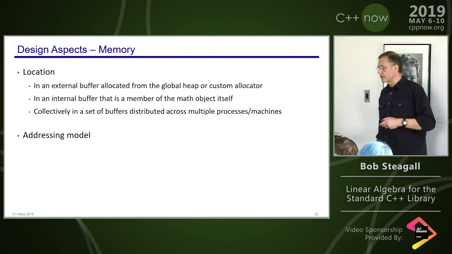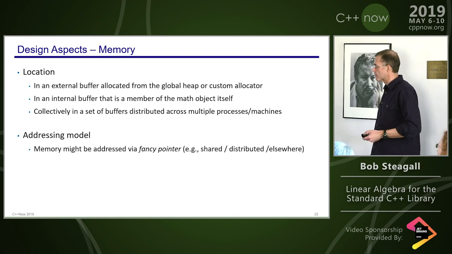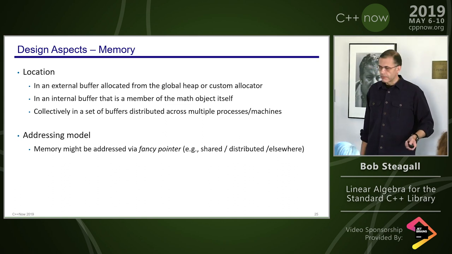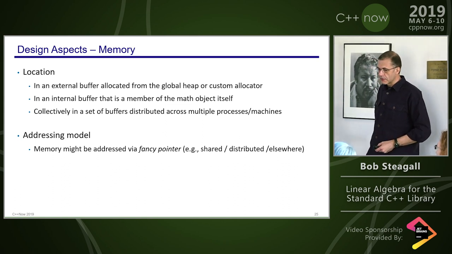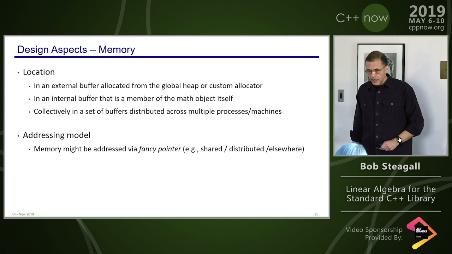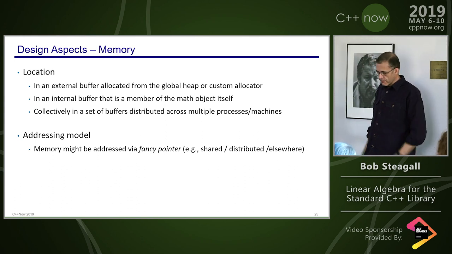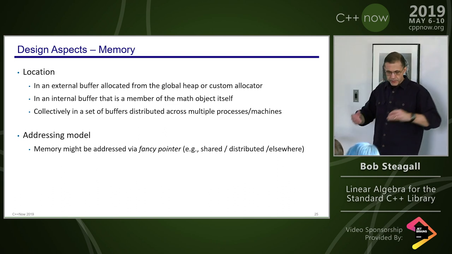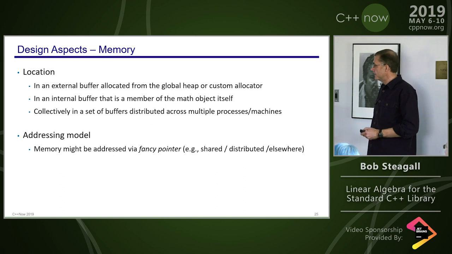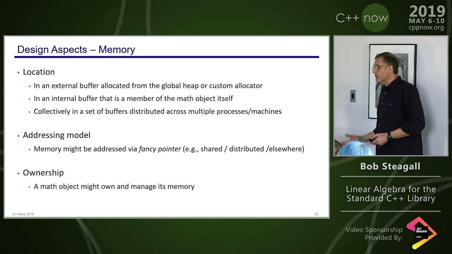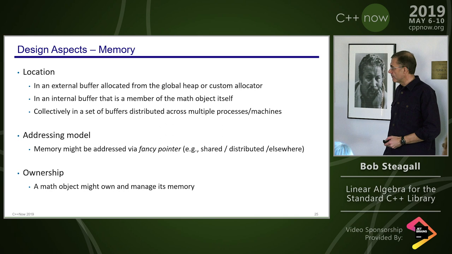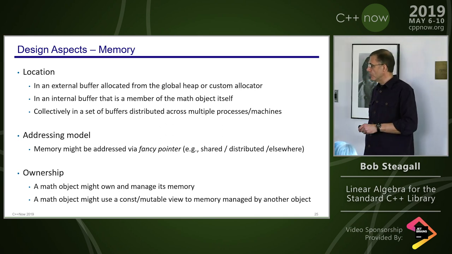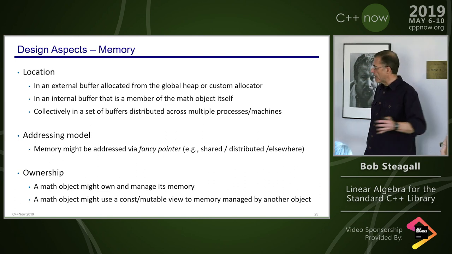If you've seen my talks on fancy pointers, you know I like to talk about addressing models. The memory that's used might be addressable via some sort of fancy pointer. Maybe I'm doing some sort of machine learning thing and I want to put my linear algebra stuff in a shared buffer so that my autonomous vehicle can have input to one side of the shared matrix, with another side reading it and processing it. Ownership. A math object might own and manage its memory, or a math object, through its engine, might use a const or mutable view to memory that's managed and owned by somebody else.